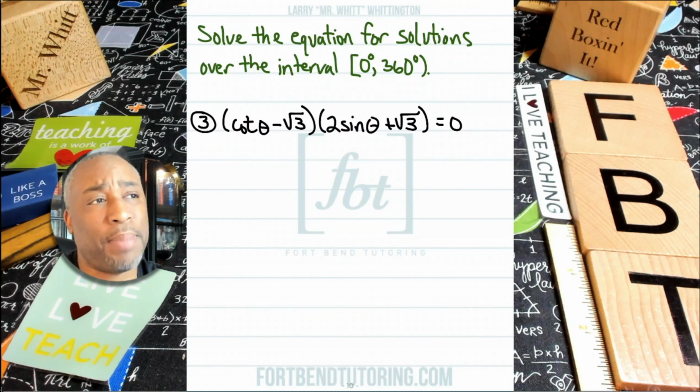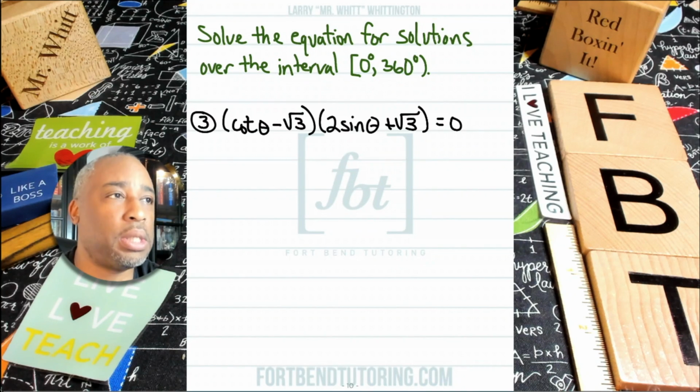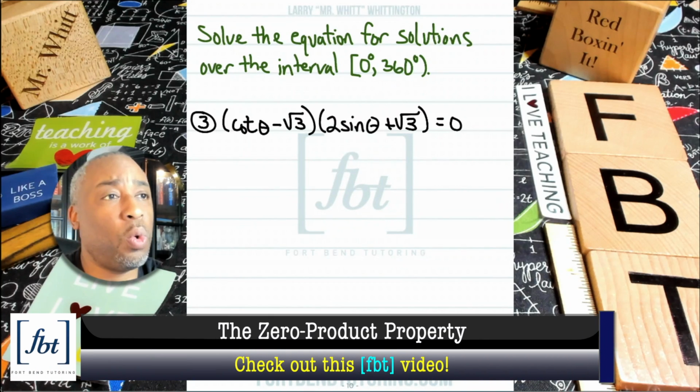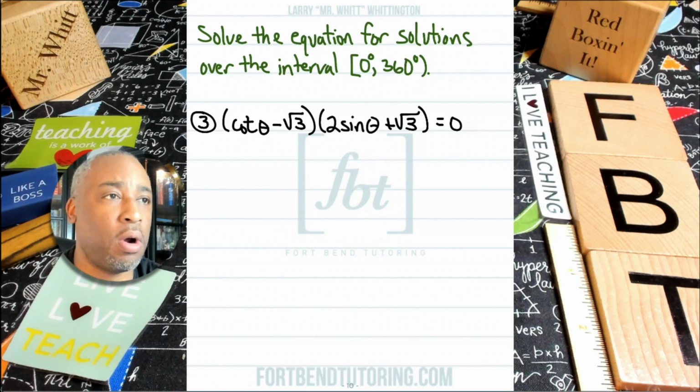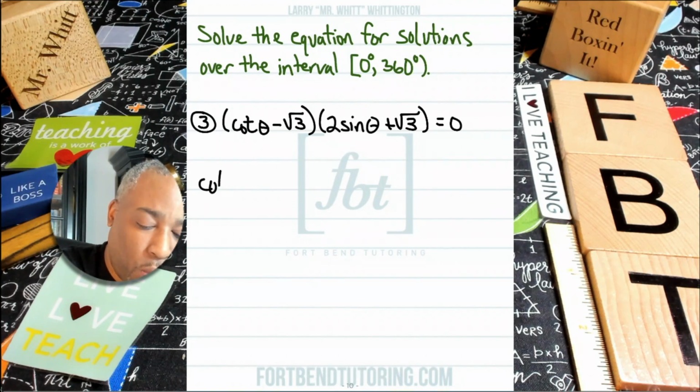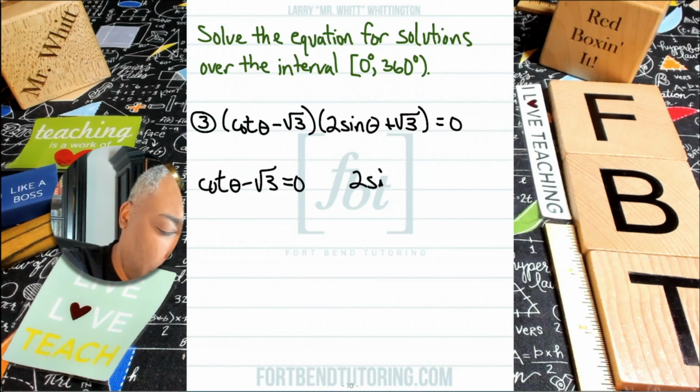of cotangent theta minus square root of 3 times 2 sine theta plus square root of 3 equals 0. Because these are presented to us in factored form, you notice that we have a binomial times a binomial equal to 0. We can use the zero product property here in order to solve this trigonometric equation. That said, we can go ahead from the start of this problem, setting our factors individually equal to 0 and then solving for theta. So we're going to have cotangent theta minus the square root of 3 equals 0. We also have 2 sine theta plus square root of 3 equals 0.